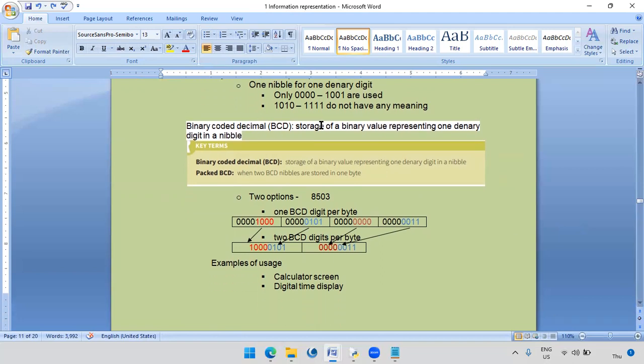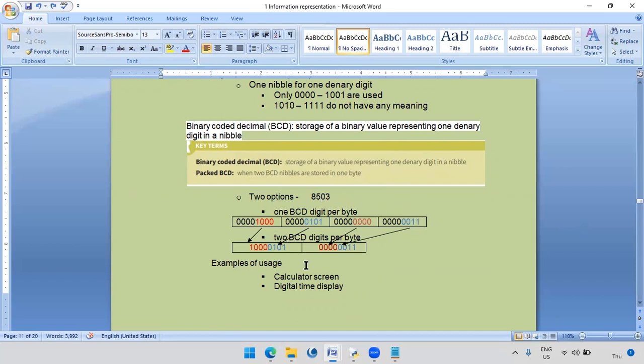Binary coded decimal: storage of a binary value representing 1 denary digit in a nibble. And packed BCD is when 2 BCD nibbles are stored in 1 byte. So take this 8503. 8 is this. So only 1 nibble is used. This is blank, this is empty or 0. Then the next one is 5. So this is 5. This is 0. And the last digit 3 is this.